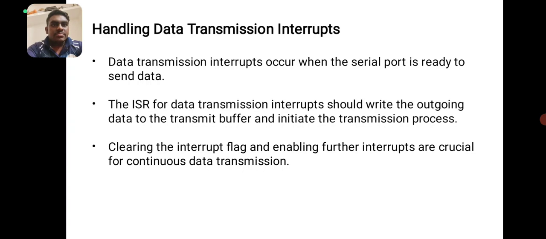Handling data transmission interrupts. Data transmission interrupts occur when the serial port is ready to send data. The ISR of a data transmission interrupt should write the outgoing data to the transmit buffer and initiate the transmission process. Clearing the interrupt flag and enabling further interrupts are crucial for continuous data transmission.